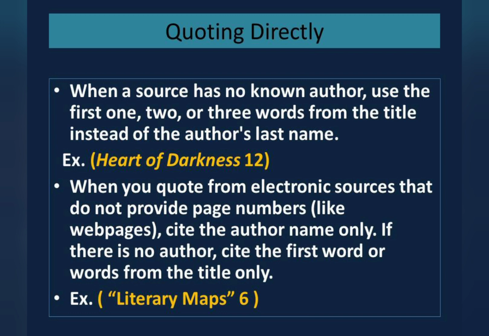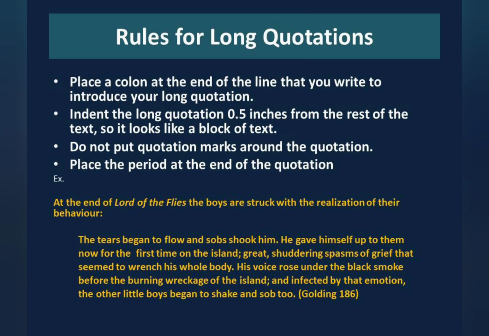And when you quote from electronic sources that do not provide page numbers, cite the author name only. If there is no author, you have to cite the first word or words from the title. If both are given, you should include both. If there are only 2 or 3 sentences to quote, you can include the quotation in the paragraph.